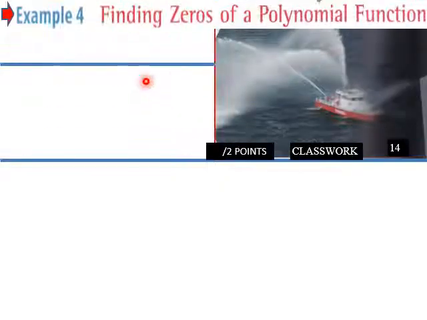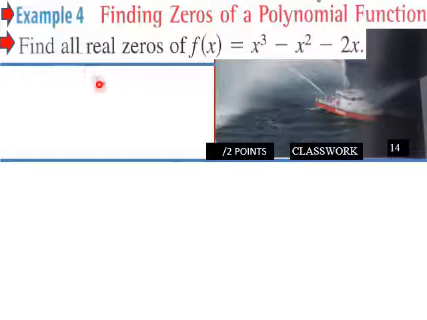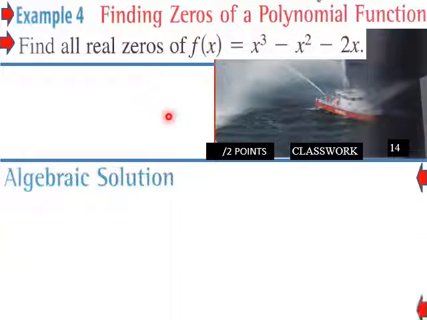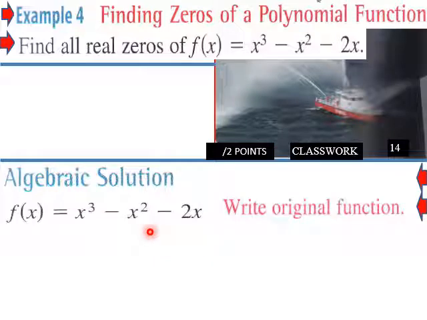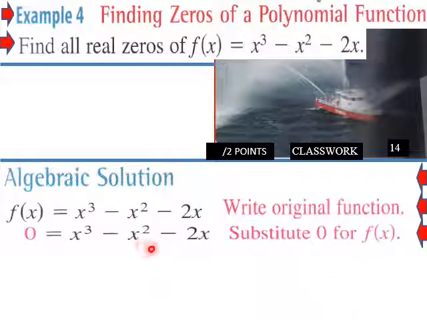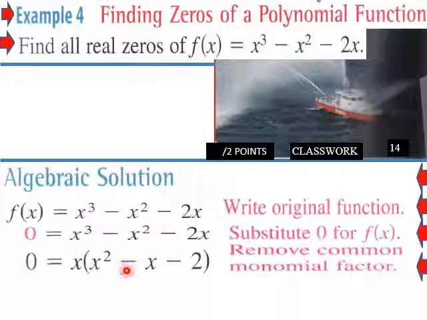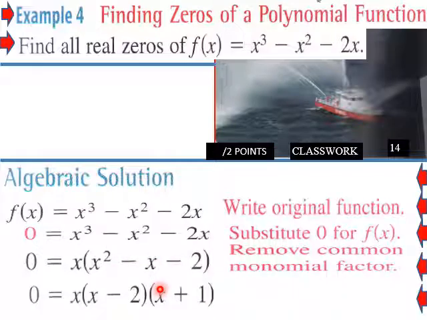So let's go into an example here. Example for finding zeros of a polynomial. Find all real zeros of this here. An algebraic solution is we're going to factor the thing. So we're going to factor out an x, and then we come up with x cubed minus x squared minus 2x. Substitute 0 for f of x. We're going to solve for 0. And then we factor out an x, and we end up with this second degree polynomial now. Now we can factor that, and we get x minus 2 times x plus 1.